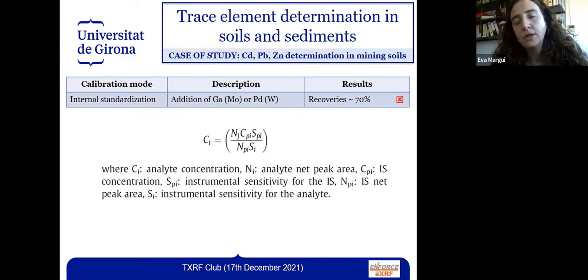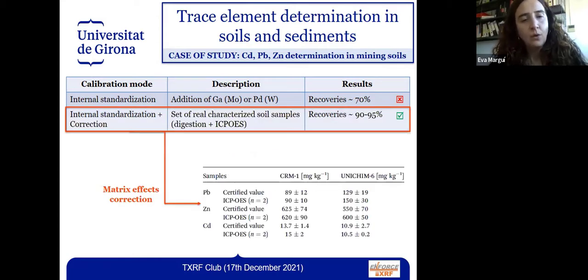Using this procedure, the recoveries that we obtained for cadmium, lead, and zinc were around 70%, which was not useful for our purpose, mostly due to the presence of matrix effects. So finally, we decided to test another approach, internal standardization, but with the correction using a set of real soil samples previously characterized by ICP, in order to decrease these matrix effects.